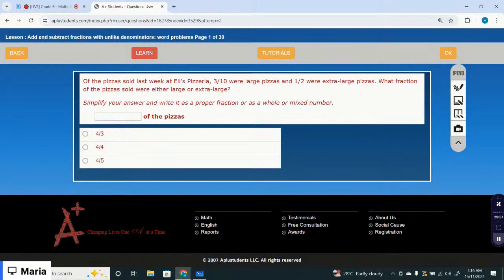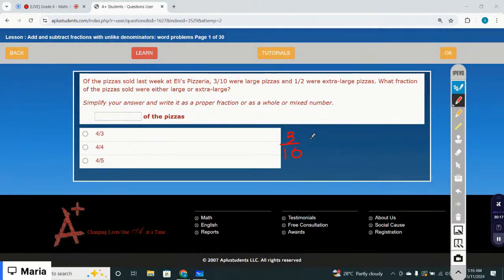Of the pizzas sold last week at Alice Pizzeria, 3/10 were large pizzas and half were extra large pizzas. What fraction of the pizzas sold were either large or extra large? So you have to add them. You need to add 1 by 2 and 3 by 10. So let's just see how do we add. The first thing you have to do is make their denominator same, right? So always make the smaller denominator equal to greater one.